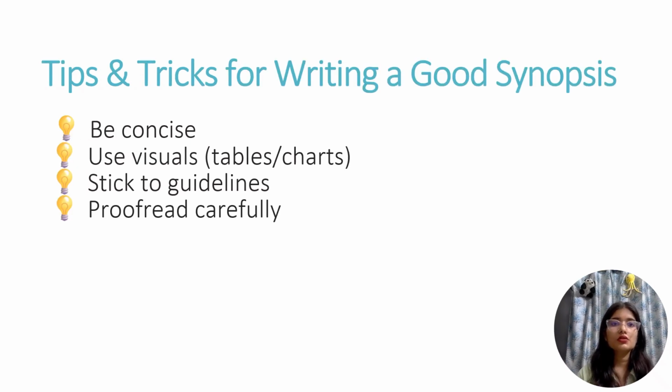Next, what are the main tips you can keep in mind while writing your synopsis? Keep it concise and focused. A synopsis is usually 10 to 20 pages, not as long as your final dissertation. Use visual charts like graphs to make your results stand out. Strictly follow your university's format and word limits. Proofread carefully to avoid errors. A clean synopsis shows professionalism. And most importantly, don't copy paste from your dissertation. You should summarize and refine it properly.